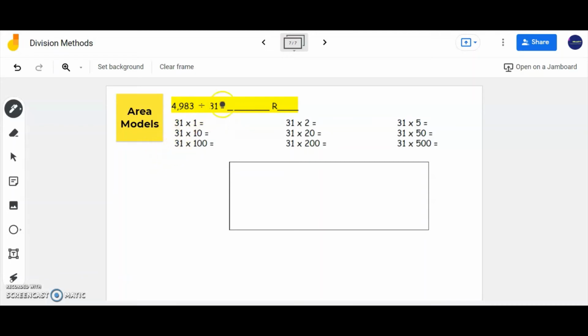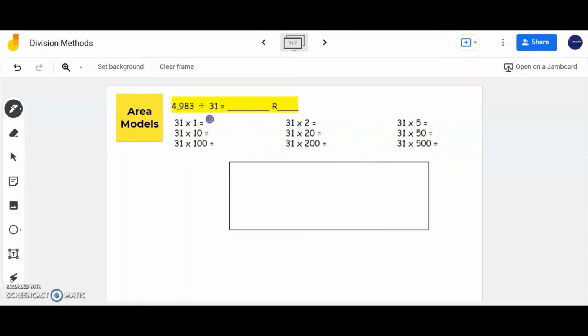Now, right away, these problems can look a little overwhelming. So the first thing I like to do is list out my math facts that I'm going to be using for this problem. So I have 31 times 1, 31 times 10, 31 times 100. And then I multiply by 2 and by 5. Now I chose 1, 2, and 5 just because those are easy facts to recall. If I chose 31 times 7 or 31 times 9, that would work as well. But 1, 2, and 5 is usually easier to recall.